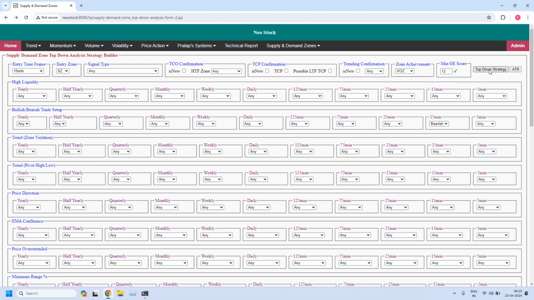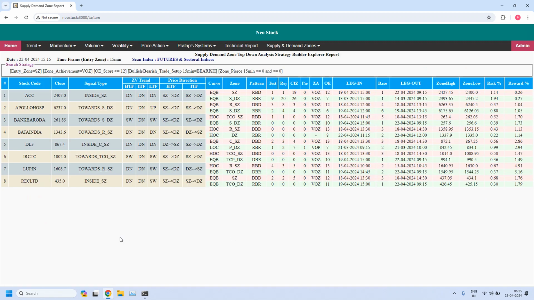Now let us filter the stocks. Now 8 stocks are filtered. These 8 stocks are supporting bearish trade setup for daily income trade, that is short-term income trade.